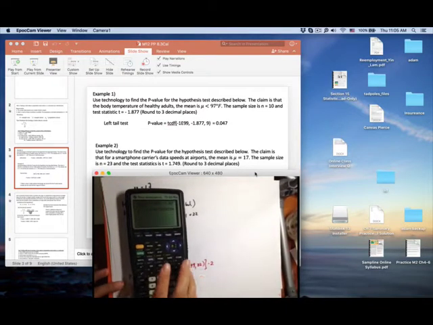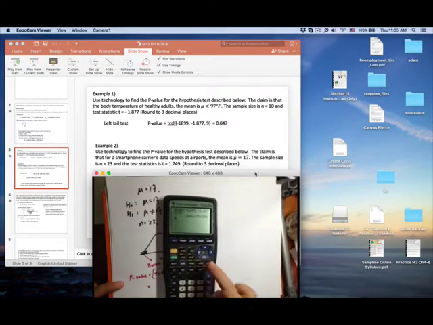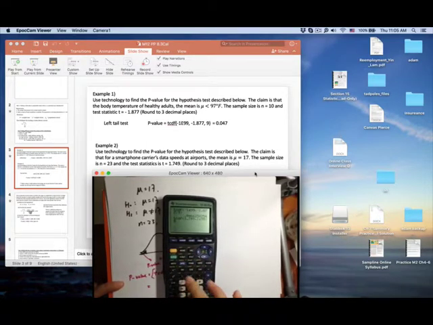Okay, so let's try. Second, tcdf, that'll be 1.749, comma, 1e99, comma, degrees of freedom is 22. Okay, and then make sure you multiply by 2 because you have a two tail.